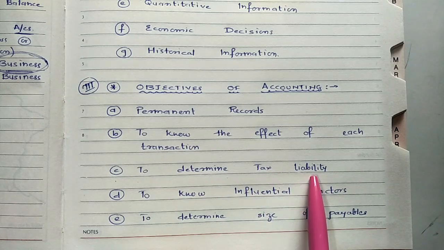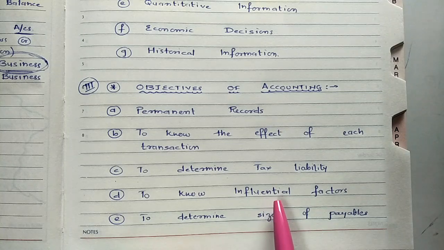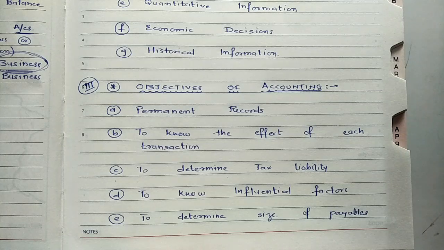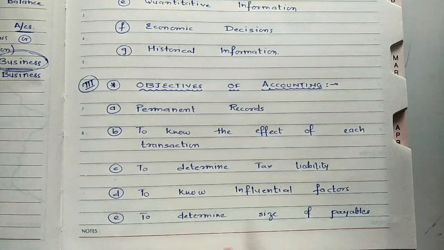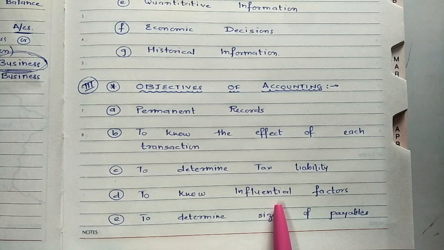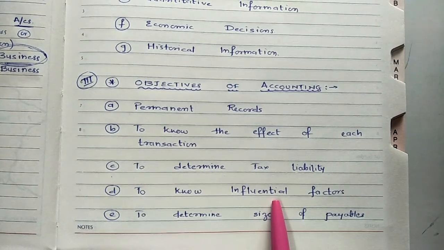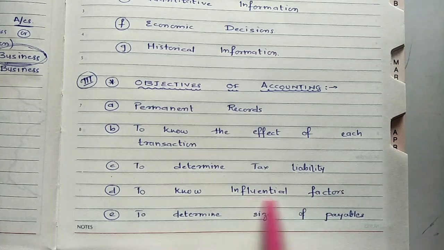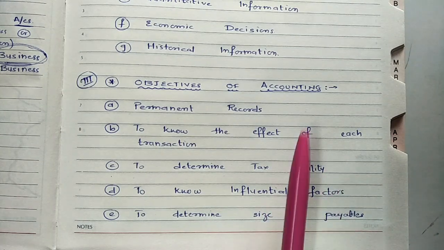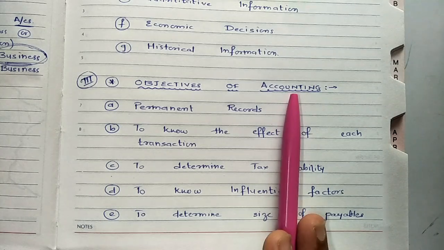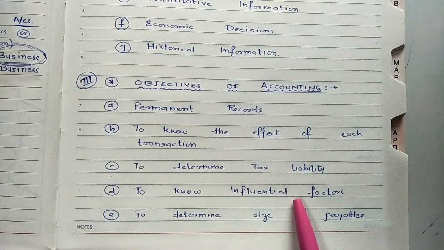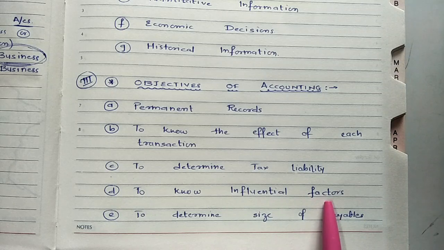Then to know the influential factors affecting the business organization. For example, because of what reason our profits increased, because of what reason our expenses increased and loss was incurred. These kinds of influential factors can be identified from the accounting procedure. If we refer to the accounting procedure, we will come to know because of what reason our profits increased, losses were incurred, profit decreased, losses are increasing. All these things can be identified.